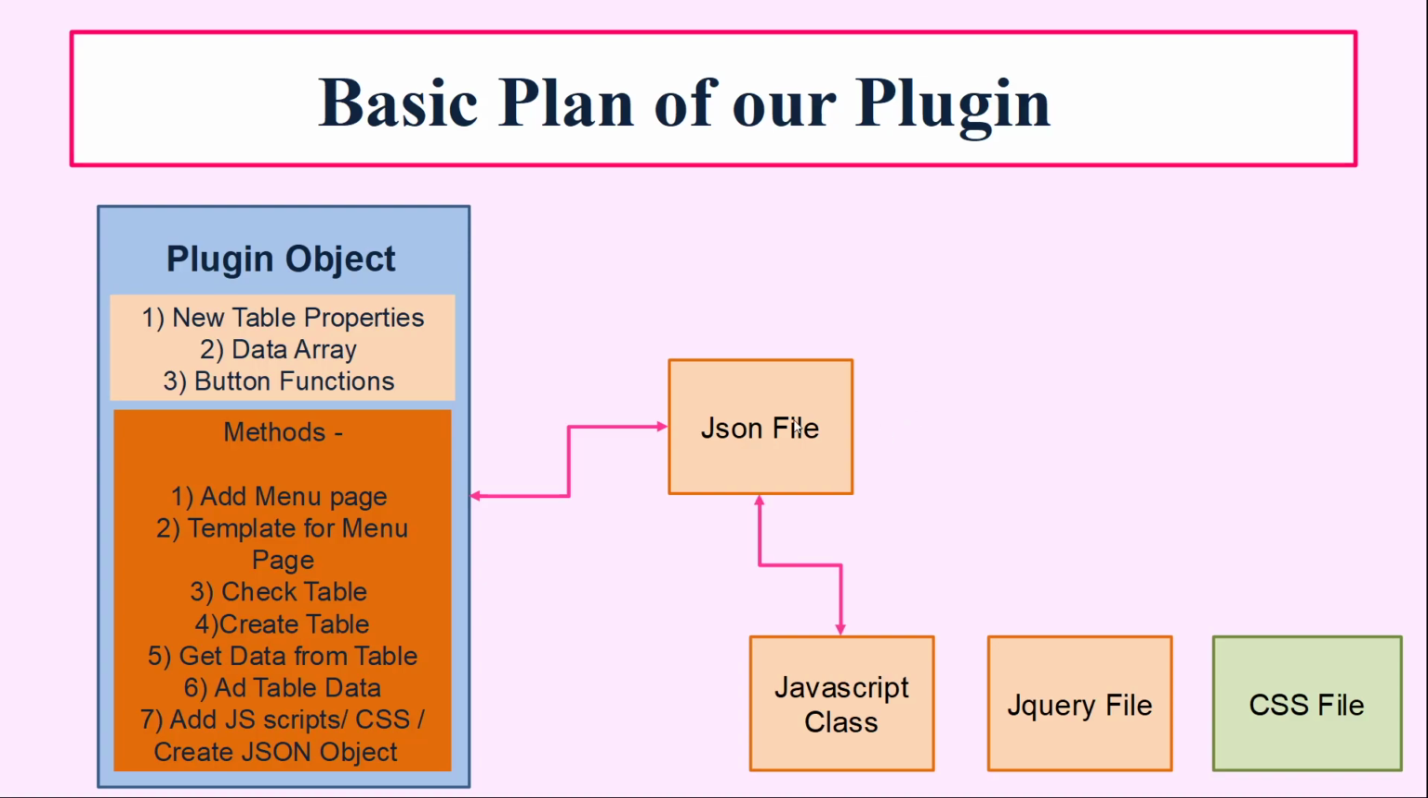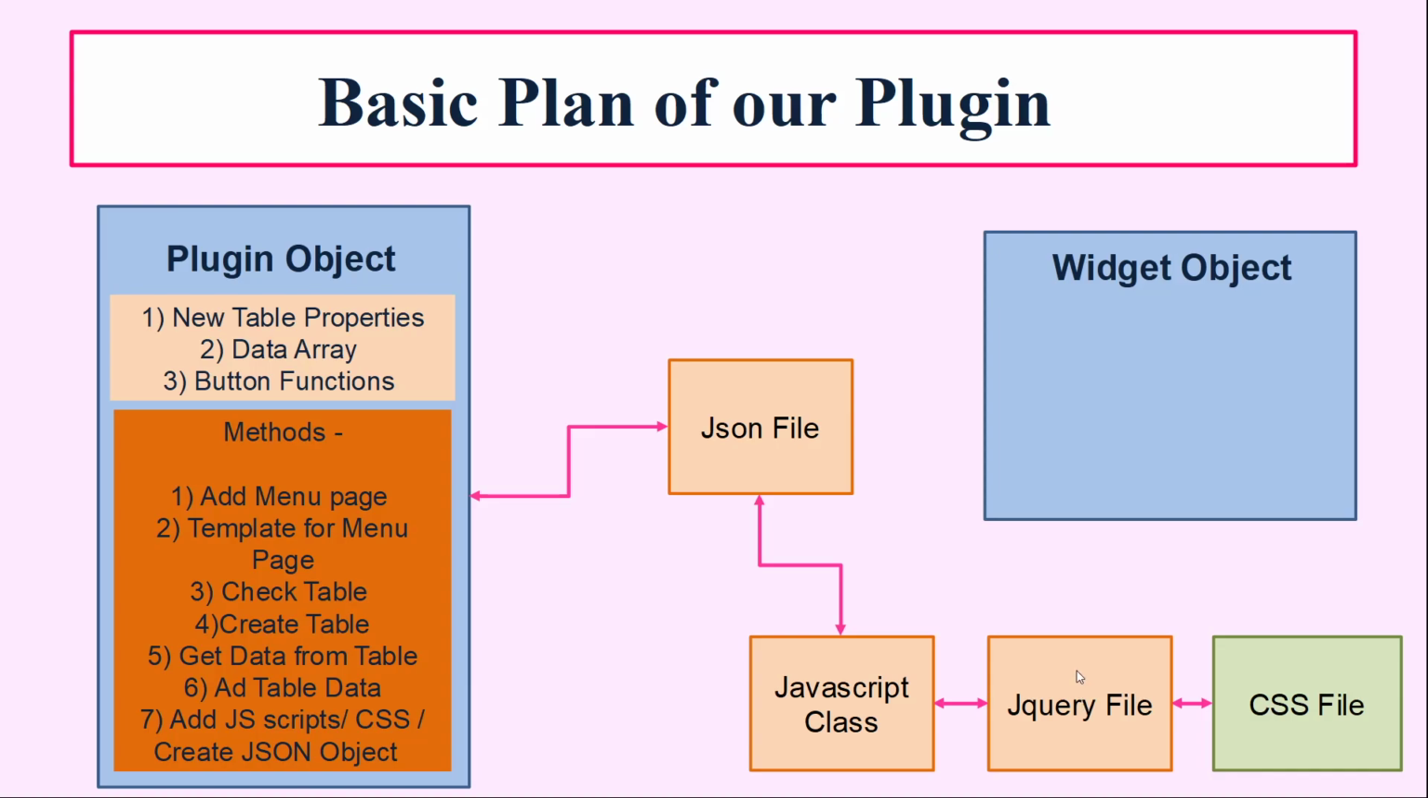So for example, this JSON file will be able to connect to that JavaScript class, and then the plugin object will also allow us to connect everything together. So all the CSS files, all the jQuery files, all the JavaScript files will be able to be accessed by not only the plugin but also the widget object that we will also create. This widget object will only have one method, and it'll be the front end. I won't want anything on the back end, I don't think.